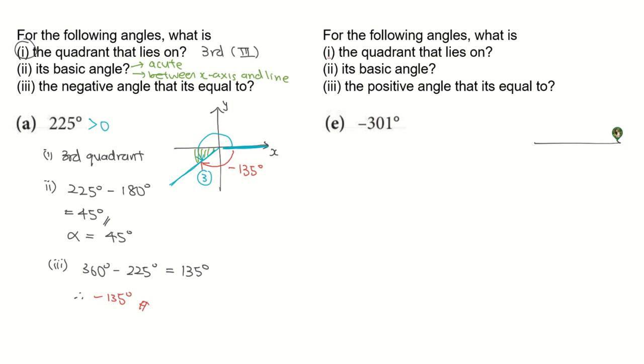Let's do the same for part E, negative 301 degrees. First, I will draw the quadrant. Now, since it is a negative angle, we will still start from the positive x-axis, but we will go in the clockwise direction. And it will stop here at the first quadrant. So the answer is that it stops at the first quadrant.